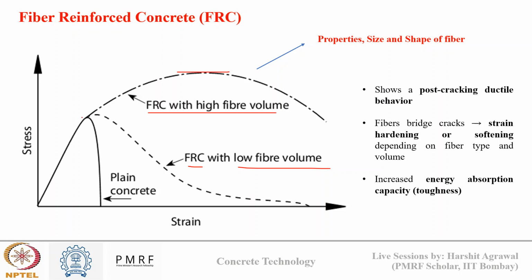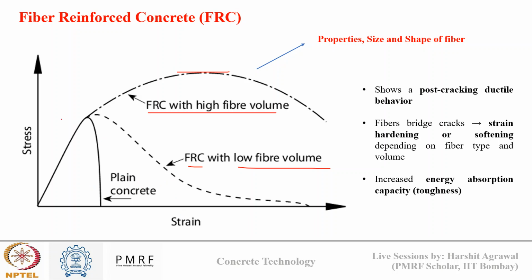Okay, we can see that in a high fiber volume, the ultimate stress is much higher than what we get in a plain concrete. And second is the behavior post peak. Conventional concrete fails suddenly, while a fiber reinforced concrete shows strain softening behavior. And this increases the net strain taken by concrete before failure because fibers are bridging the cracks. They are not allowing concrete to fail easily. So that's why concrete shows some strain softening behavior.